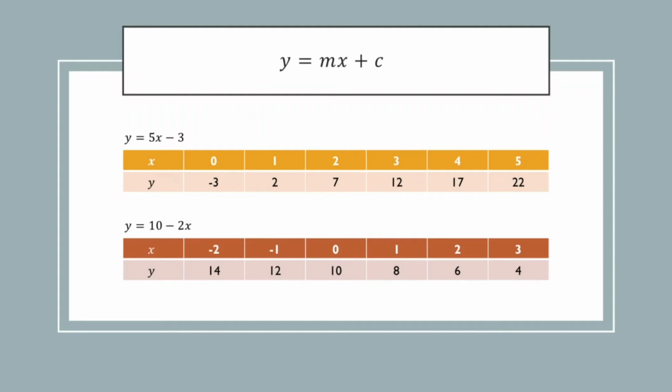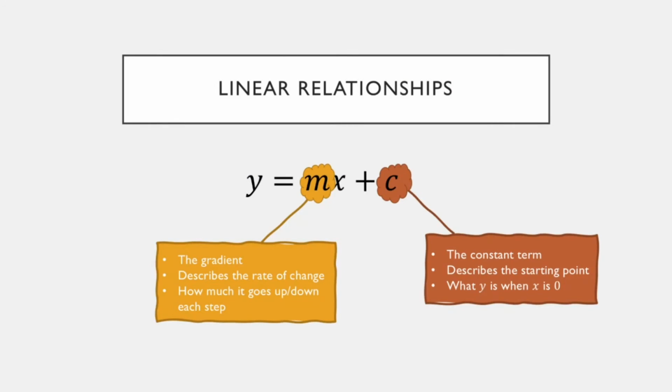Now this is where it's a bit different. We have minus 3 and 10. Don't forget, c doesn't have any letters. So when x equals 0, it equals minus 3. Have a look at where x equals 0, not the start of the table, but where it equals 0, it equals 10. So we can actually use this information to complete the table a lot quicker.